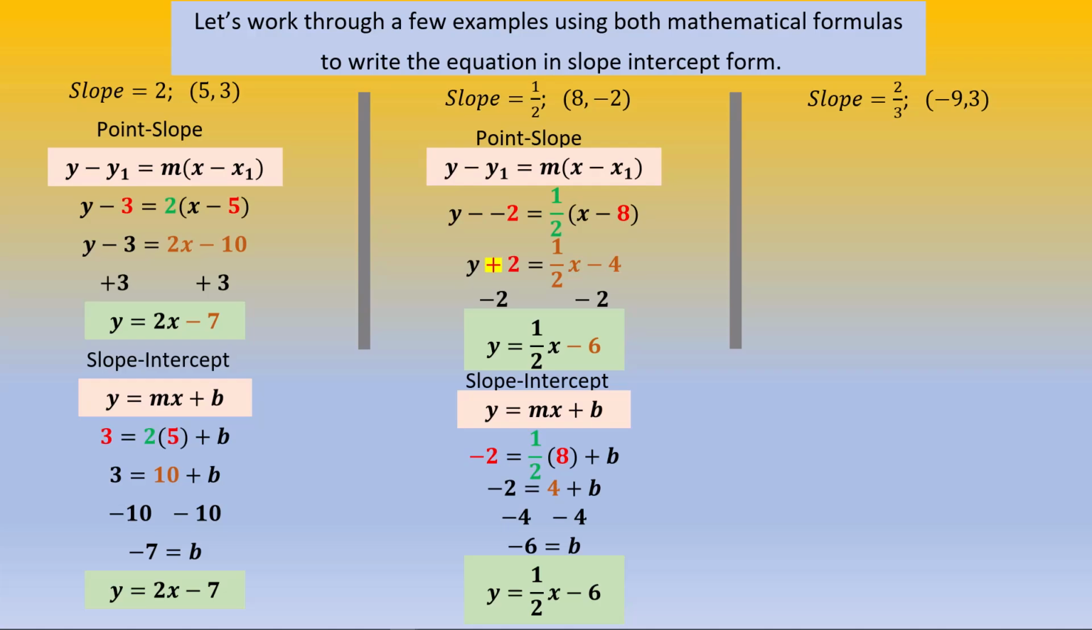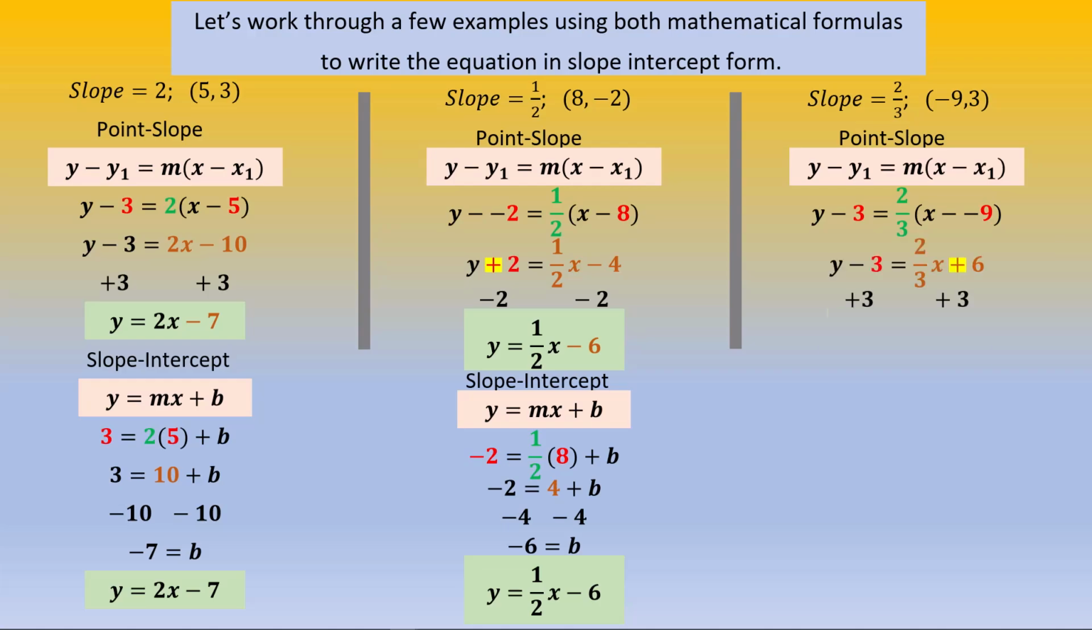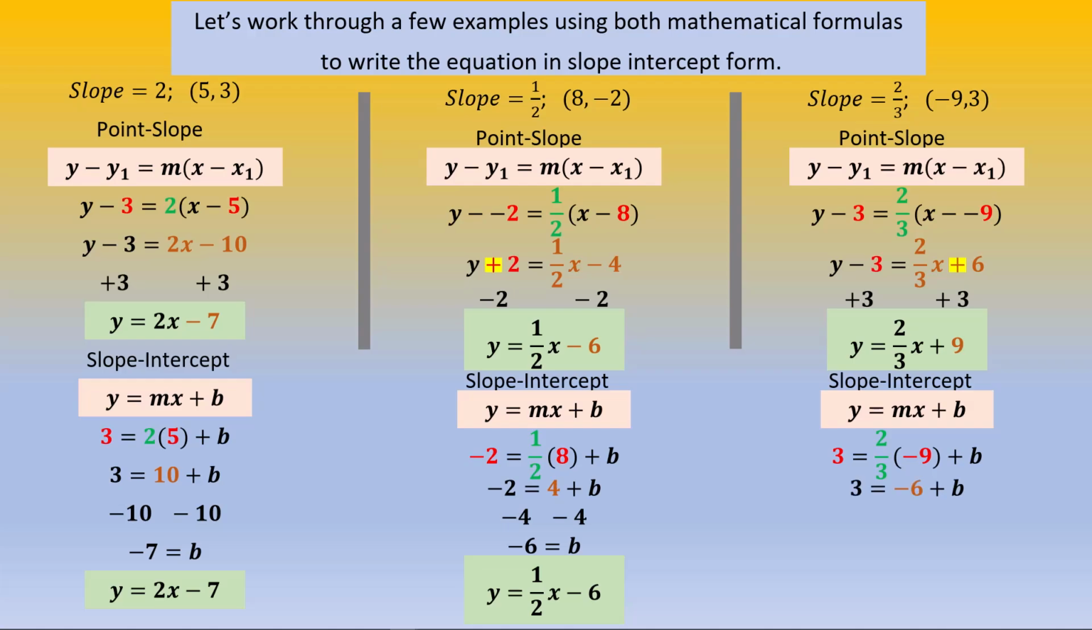A third example shows the slope of 2 over 3, the point -9, 3. We work through the point-slope form, plug in the values, work through the equation process, and we end up with y equals 2 over 3x plus 9. We use the slope-intercept form, plug in the values, work through to solve for b, and we end up with the same slope-intercept form, y equals 2 over 3x plus 9.